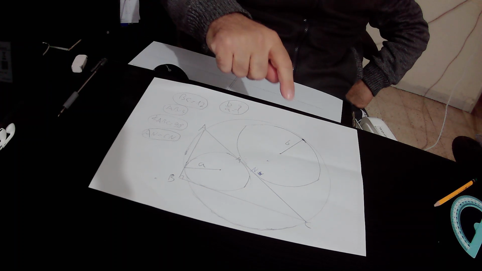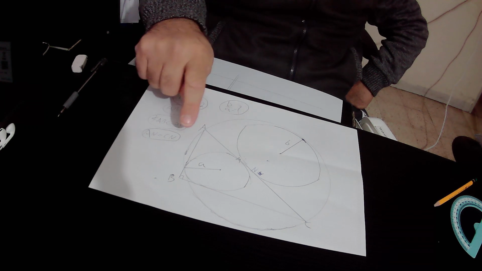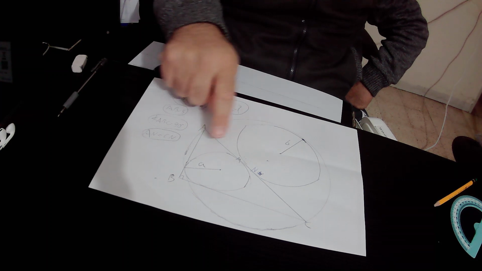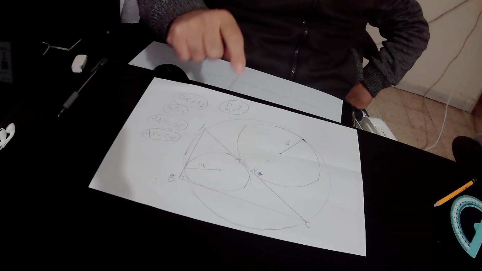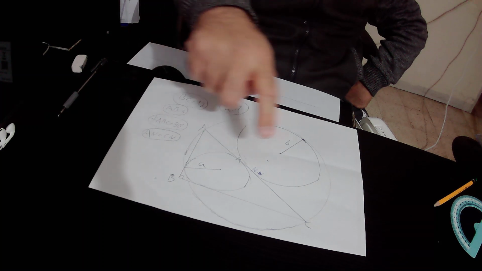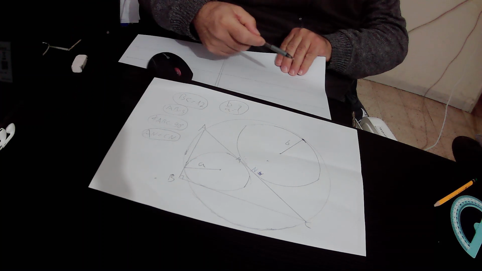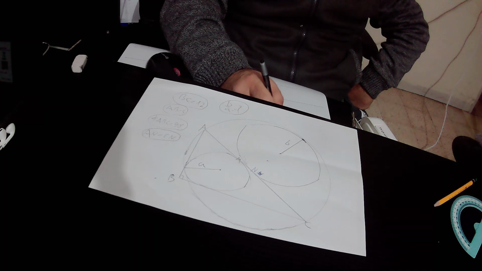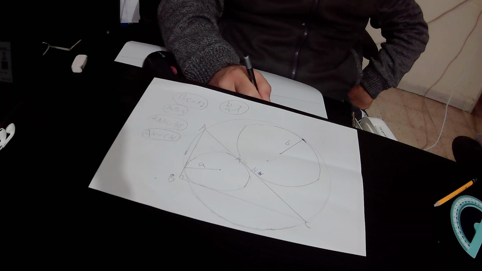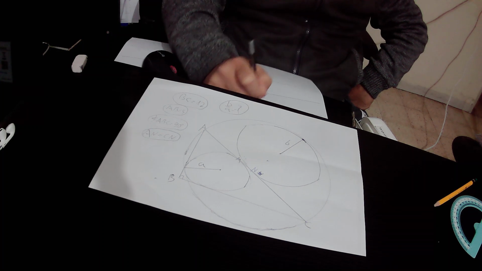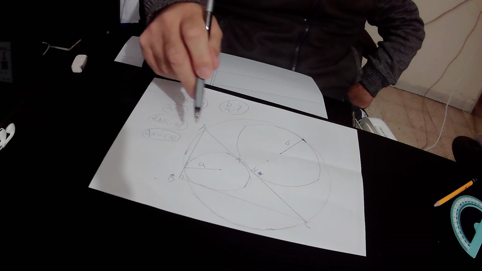Our mission is to find out the ratio of B over A, that is the ratio between the radius of this circle, that is B, over the radius of this circle, that is A. So first of all, we'll implement the Pythagoras theorem on the right triangle ABC. According to the Pythagoras theorem, in the right triangle ABC, the square of the hypotenuse must be equal to the sum of the squares of the perpendiculars. That is to say, AC square equals AB square plus BC square.